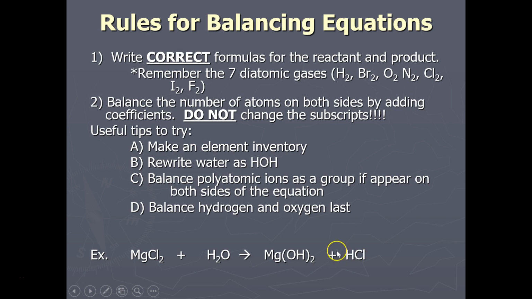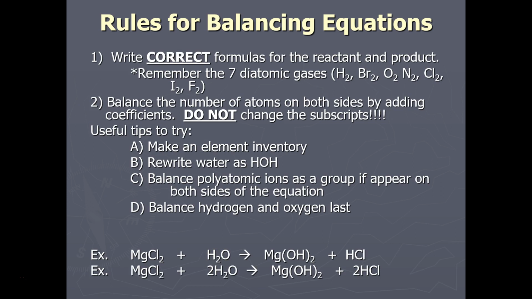So I'm thinking I probably want to put a 2 in front of that in order to give myself 2 chlorines. I have 2 hydrogens on this side, 2 hydrogens on here, but that gives me a 3rd hydrogen. But if I multiply it times 2, that's going to give me 4 hydrogens, which means I'm going to need to put a 2 there, and that balances everything up.